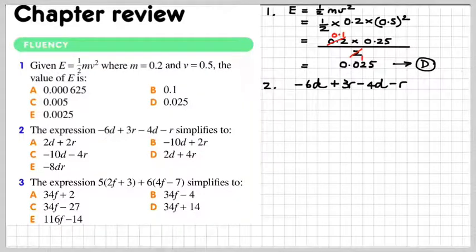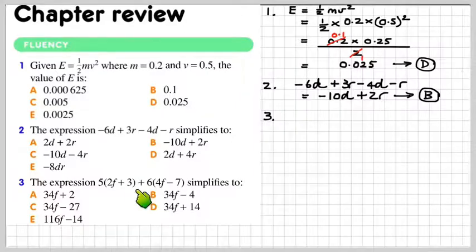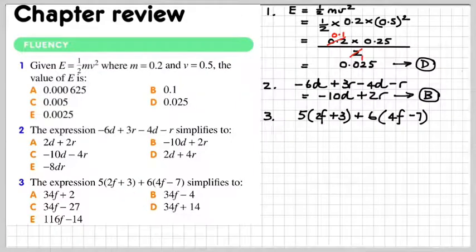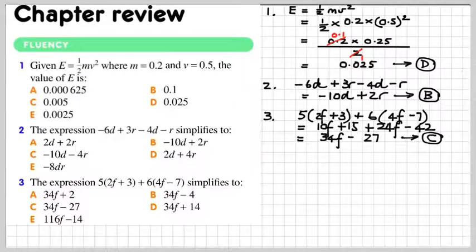And next one. So we've got this thing here that simplifies to, well, we've got minus 6d minus 4d would be minus 10d. 3r minus r would get us 2r, so that would be minus 10d plus 2r, which would be the same as B for you and me. And 3. Okay, let's multiply this thing out, the brackets out, and what do we get? So we get 10f plus 15 plus 24f minus 42, and that looks like it's going to give us 34f minus 27, and where is that? There it is. Mr. C gets the nod on this occasion.